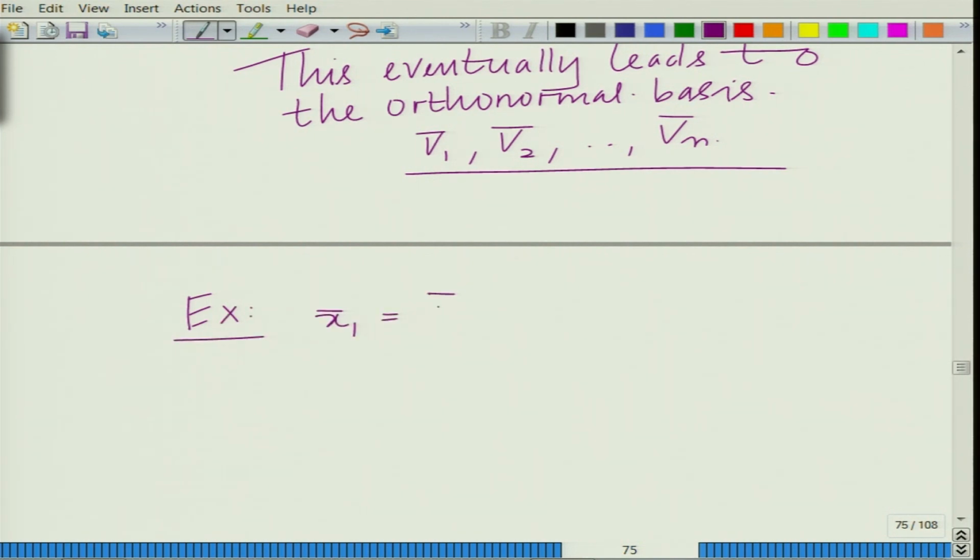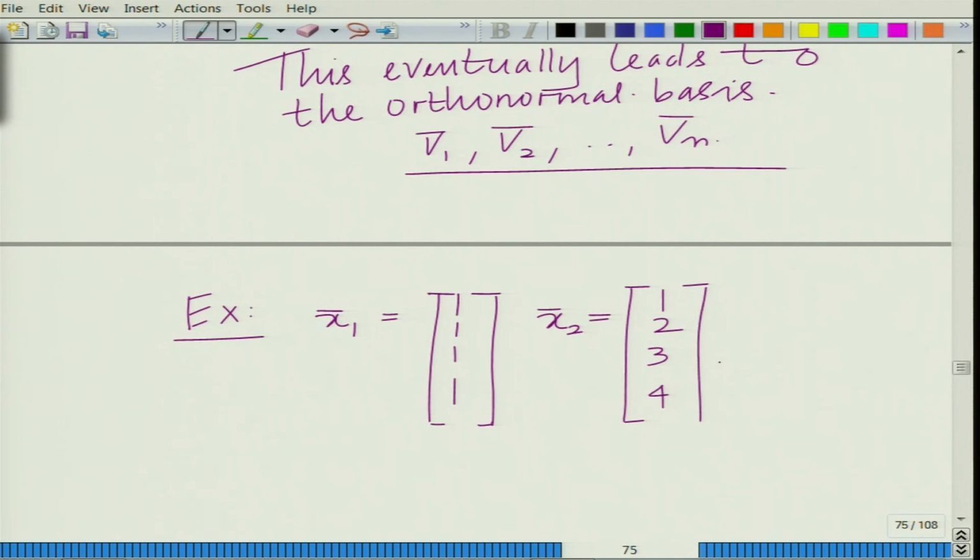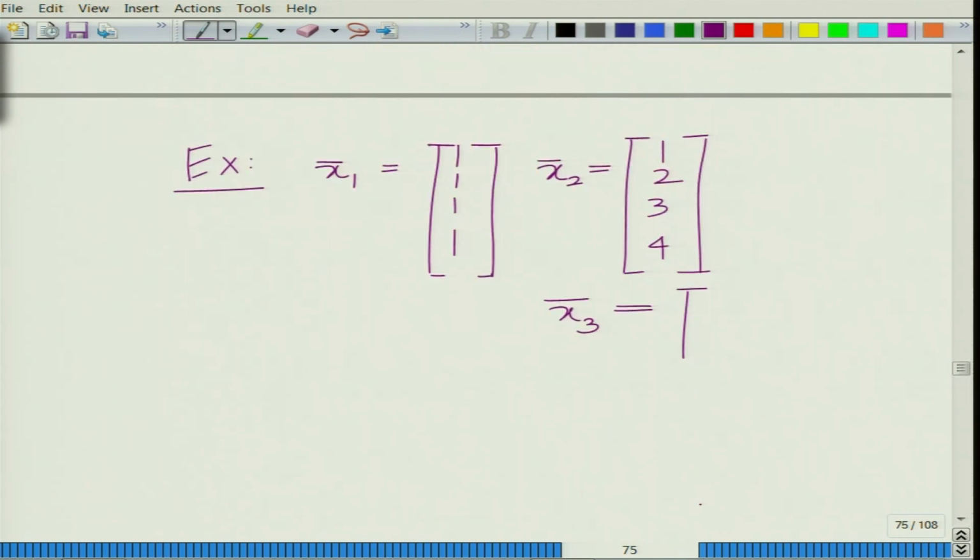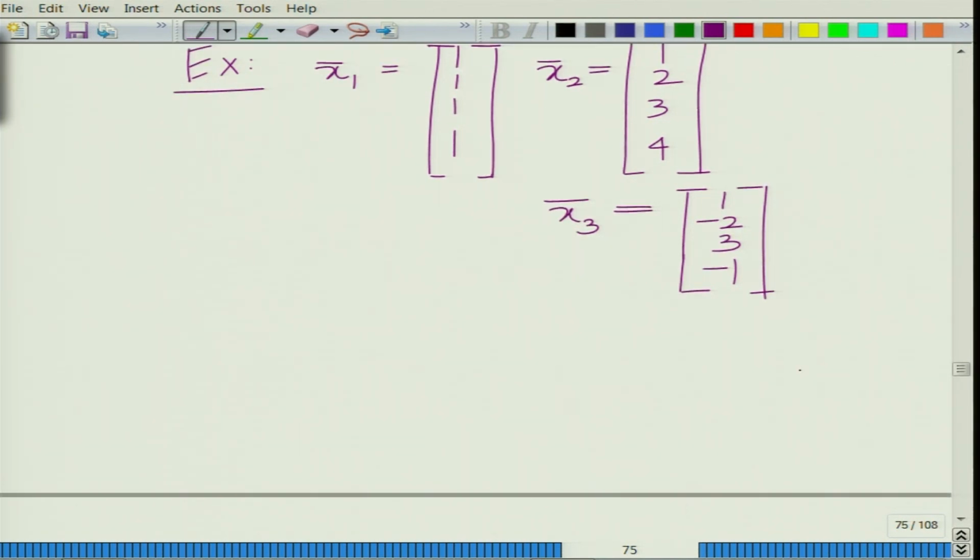We have x1 bar equals 1 1 1 1, and x2 bar equals 1 2 3 4, and x3 bar equals 1 minus 2 3 minus 1, and therefore, we now have to start the Gram-Schmidt procedure. Now, we want to do the Gram-Schmidt procedure.